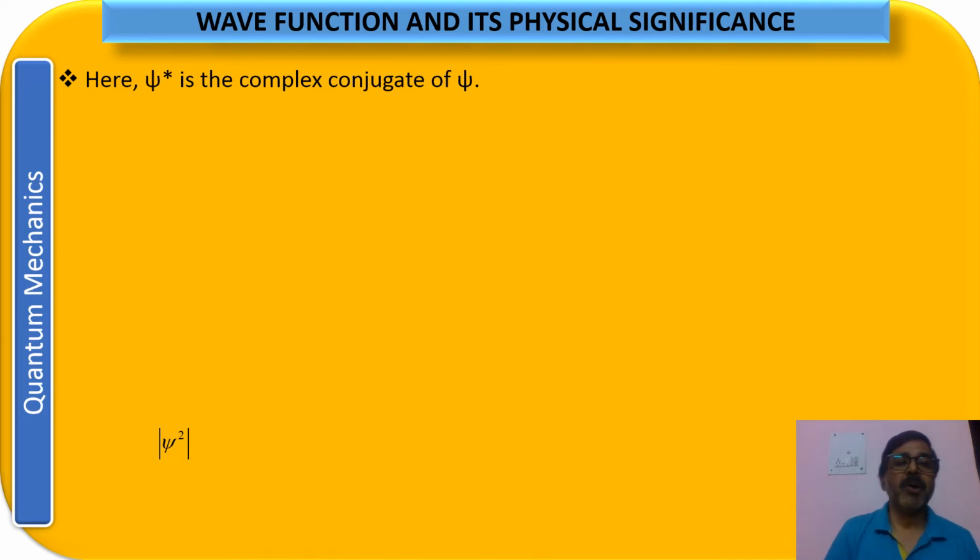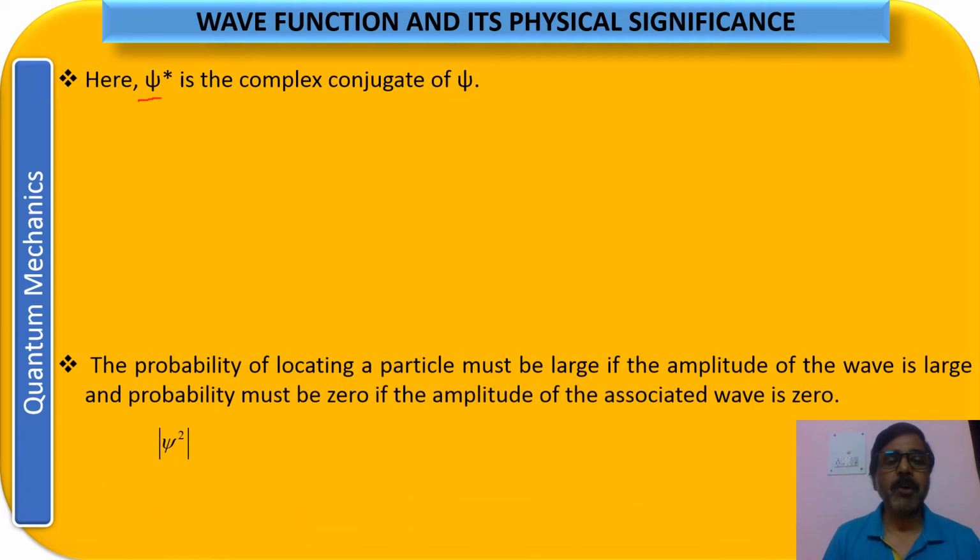So what is psi? Psi is a wave function which you have associated, and psi star is called psi conjugate. A star of that is called your conjugate, that I have already explained. So probability is the product of psi and psi conjugate, which we call mod of psi whole square.